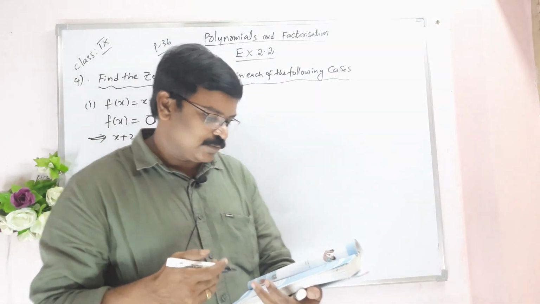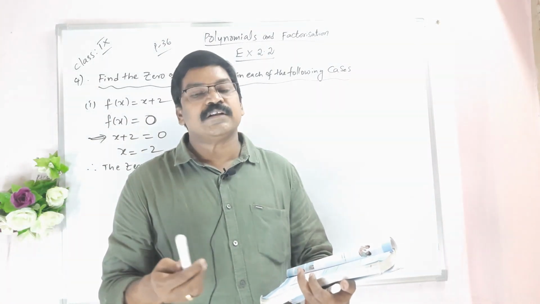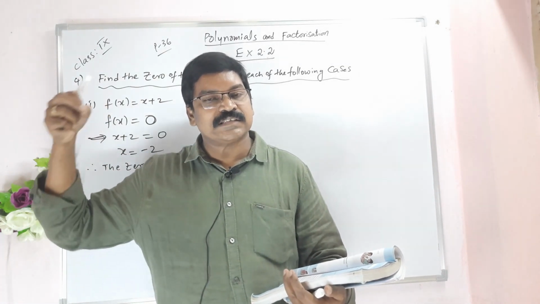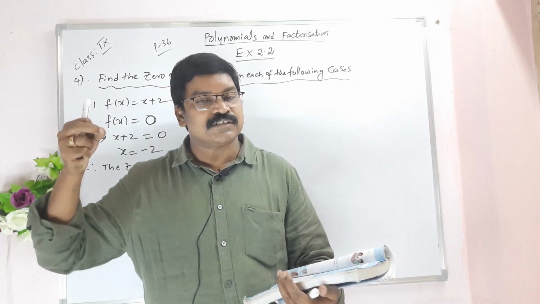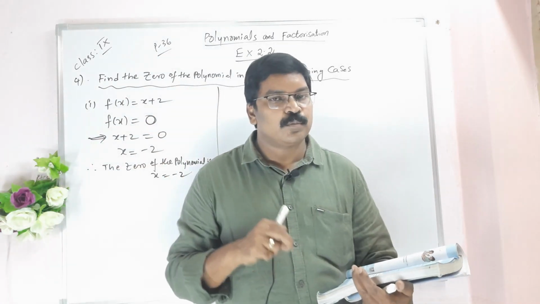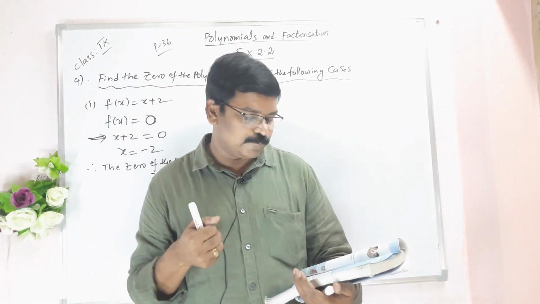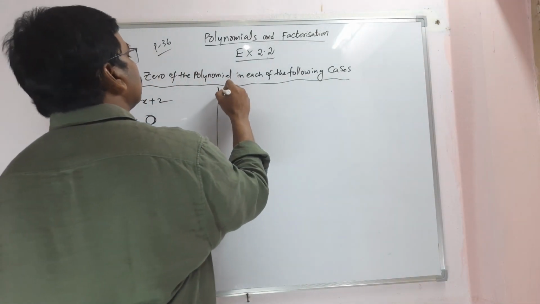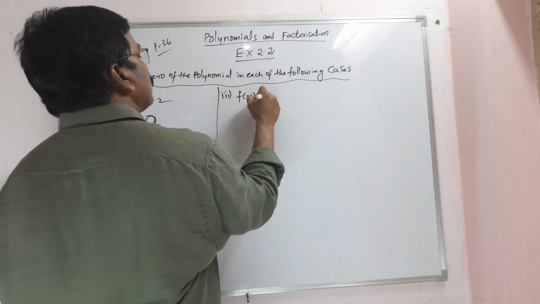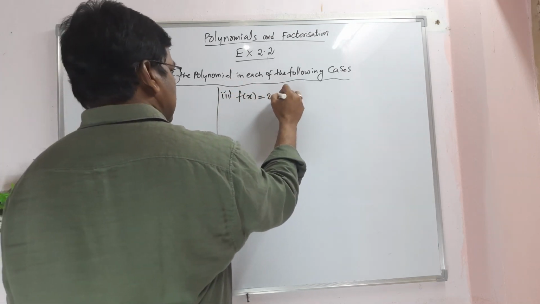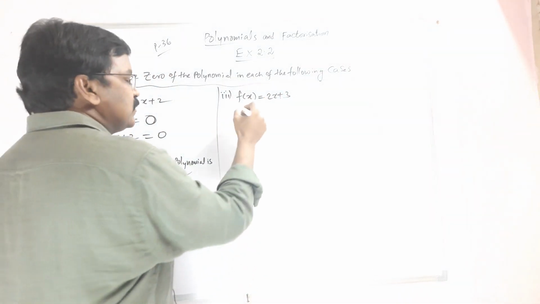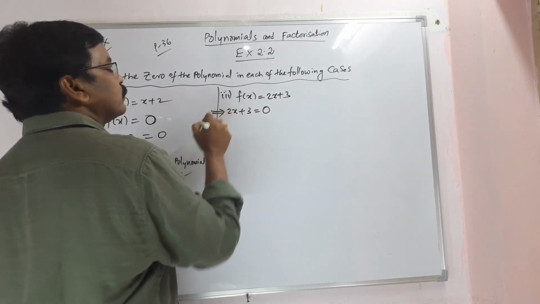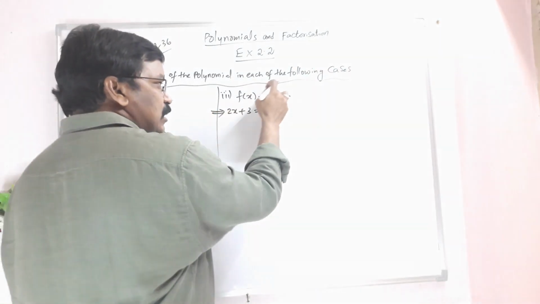Second question is very simple, x minus 2. That means x minus 2 should be equal to 0. X minus 2 is equal to 0, that is x is equal to 2. That means at x equal to 2, the given polynomial will become 0. Right, that means x equal to 2 is the answer. Coming to the third question, f of x is equal to 2x plus 3. That means this 2x plus 3 will become 0.